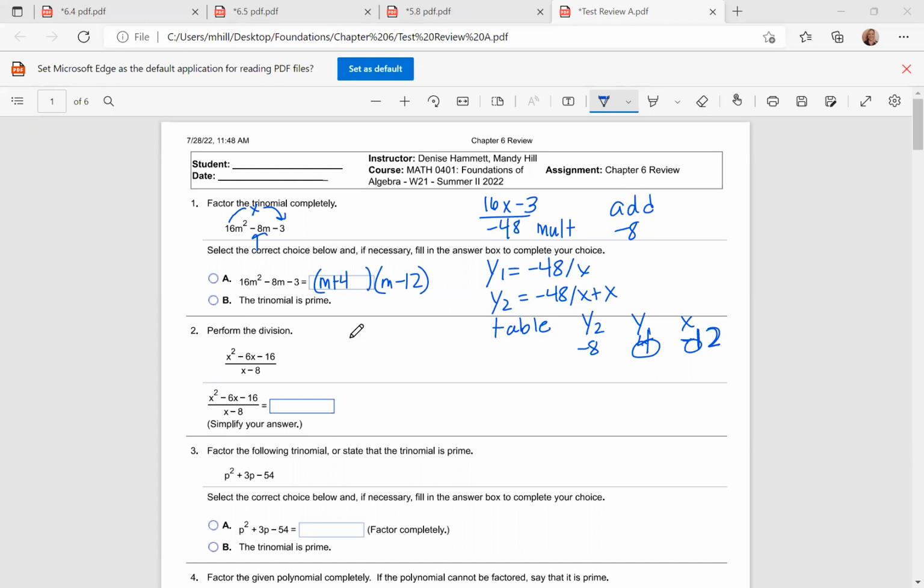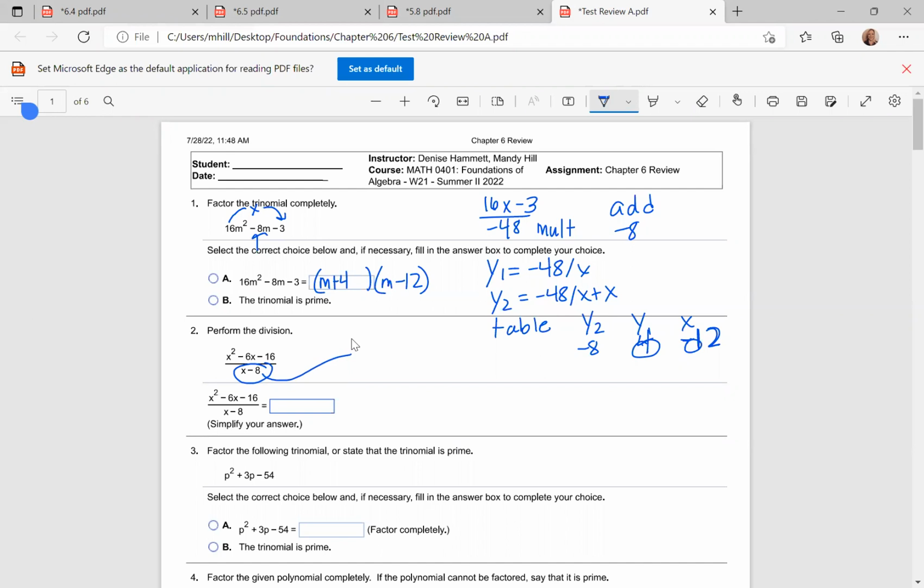Okay, so this is the test review for chapter 6. So if you missed some of the other lesson part, I'm going back over those problems right now, and I'm going to post this video just to make sure that you guys have it. But it's asking us to perform this division. So whatever this is on the bottom, synthetic division is the easiest way to do this.